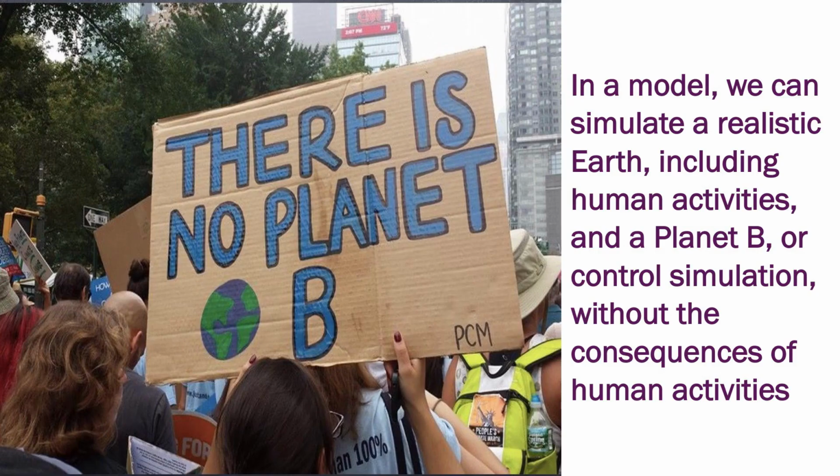Sure. So the climate activists like to say there is no planet B. But exactly what we need for this is a planet B. We need a control experiment without the effects of human activities. You can't do that in the real world. We've only got one planet Earth, and it obviously has human activities going on it, at least in the meantime.